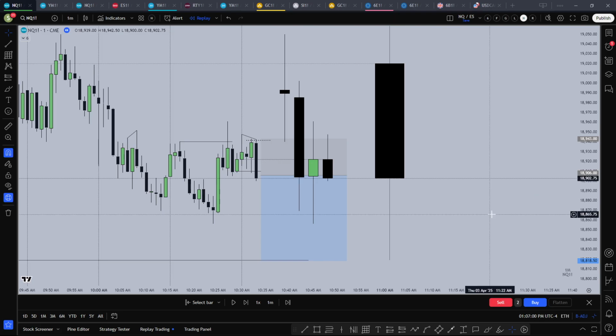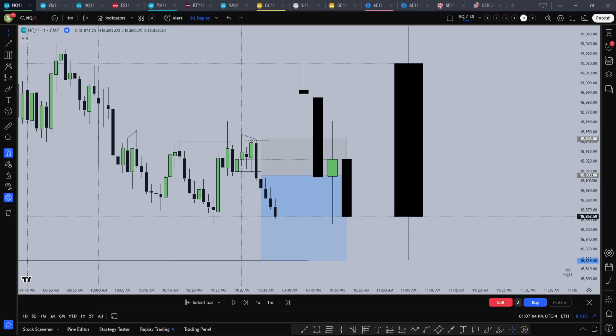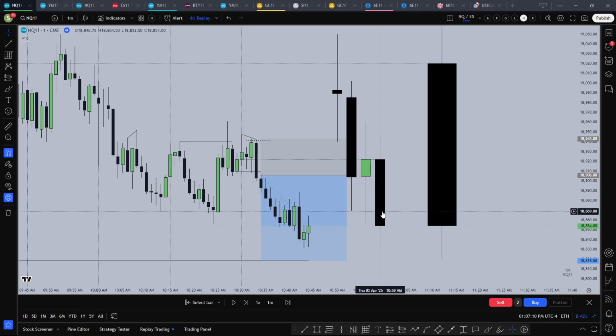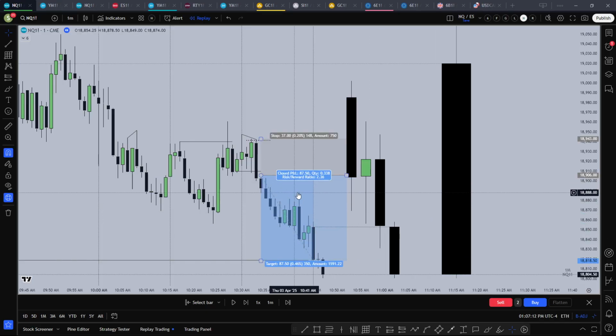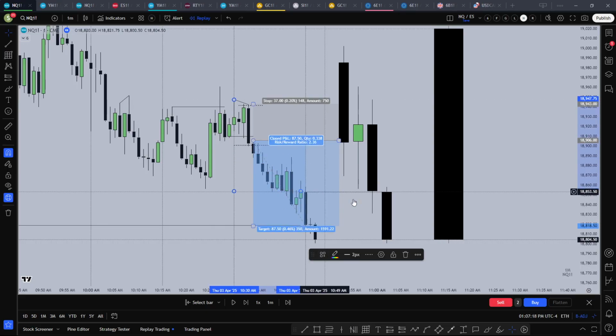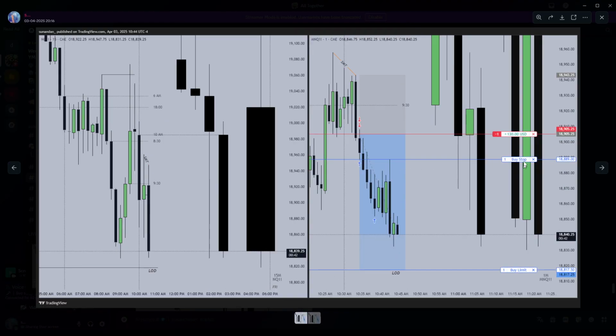905 something was my entry, 906, more than 2 hours, and this could have been a place where you could have trailed. No, I guess so. I didn't trail. Let's see. I did trail.